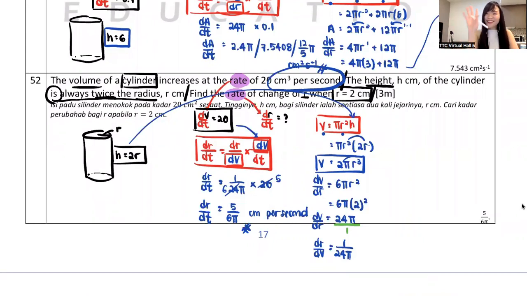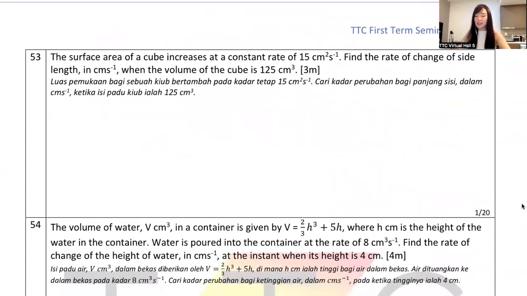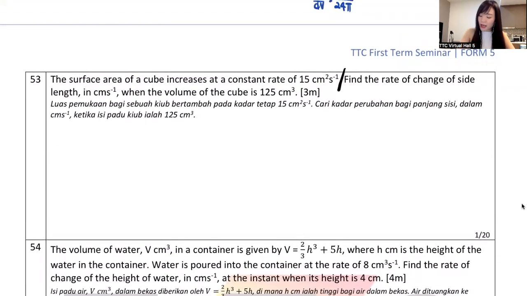5, 4, 3, 2, 1, question 53. They say the surface area of a cube increases at the rate of 15. Find the rate of change of side length when the volume of the cube is 125. Same thing, okay? I saw the word rate, that is the keyword. Rate always represents d something dt.